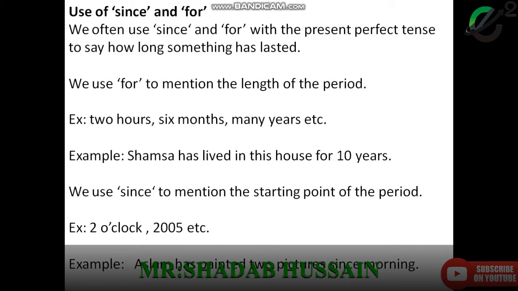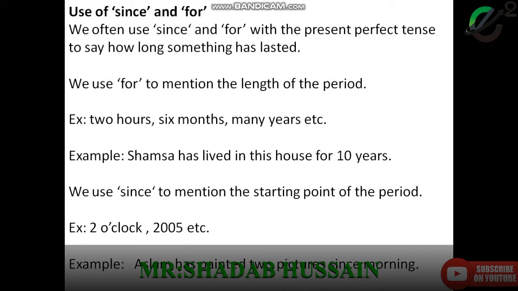Now it's turn to the since. We use since to mention the starting point of the period. यानी कि जिस period से काम start हुआ है, we show just the starting time. In that place we will use since.